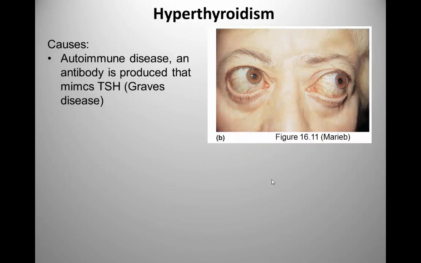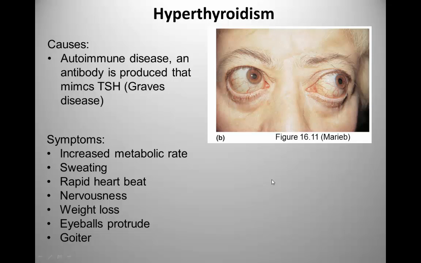The most common form of hyperthyroidism is Graves' disease, an autoimmune disease whereby an antibody is produced that mimics TSH, or thyroid-stimulating hormone. Symptoms of this disease include increased metabolic rate, sweating, rapid heartbeat, nervousness, weight loss, and eyeball protrusion due to swelling of tissue behind the eye. Goiter is also a common symptom of hyperthyroidism.